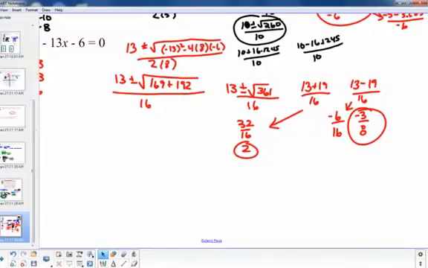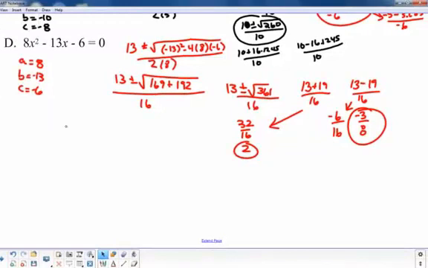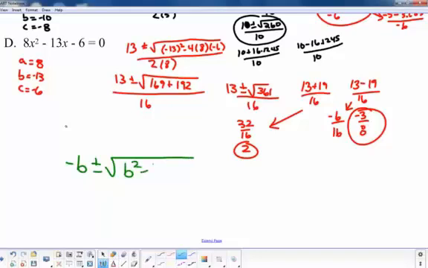And that is the quadratic formula. I'll write it one more time. Negative b plus or minus square root b squared minus 4ac divided by 2a.